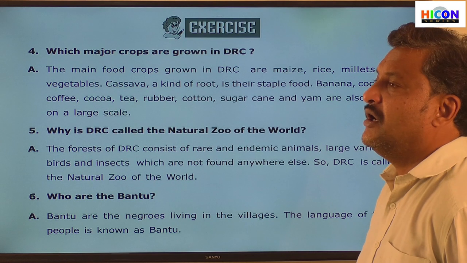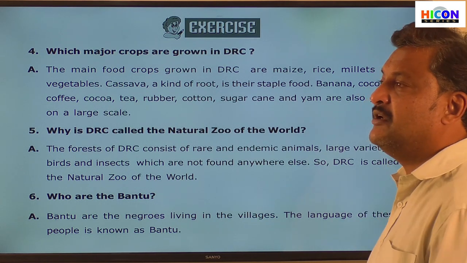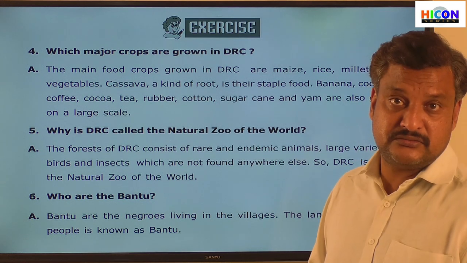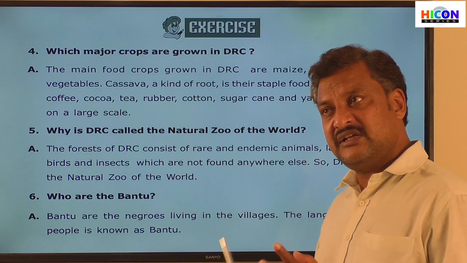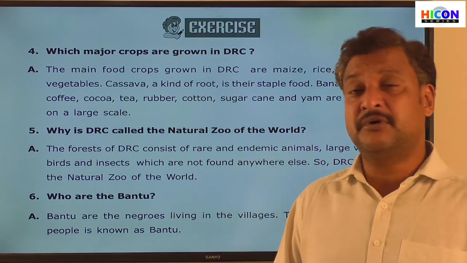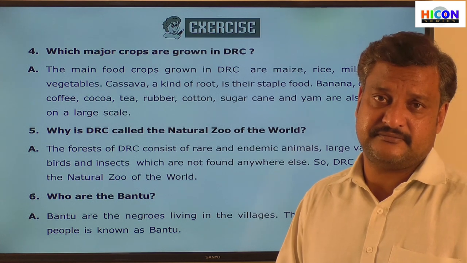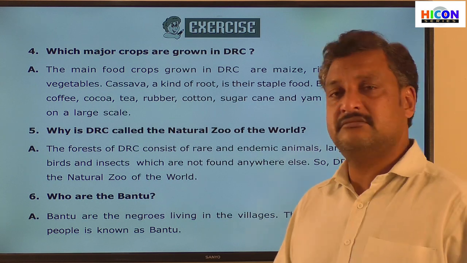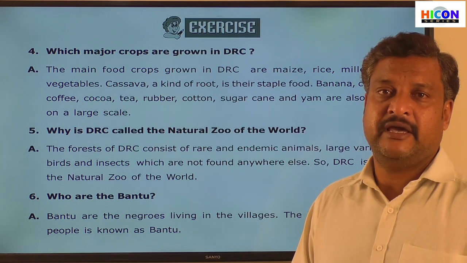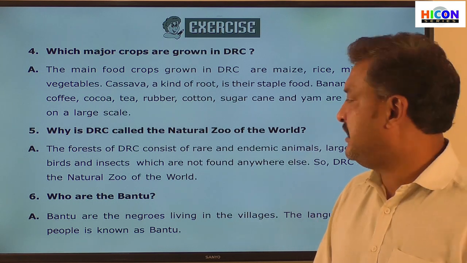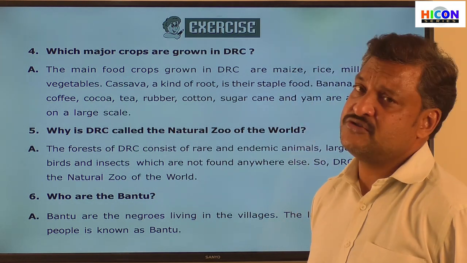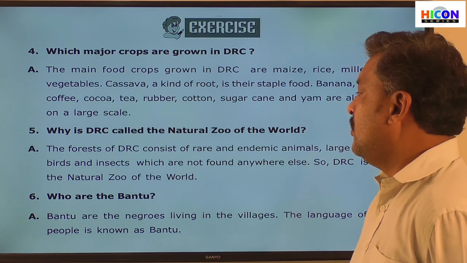We go to a zoo to look at animals which are not found anywhere else, is it? For example, we have to go to Australia to see a kangaroo, right? Just like that, this forest region of DRC has a large number of animals, huge varieties of birds and unbelievable kinds of insects. Some are endemic, facing extinction. All varieties are there. And that is why, as we can find a large variety and number of animals over there, it is called the natural zoo of the world. Who are Bantu?